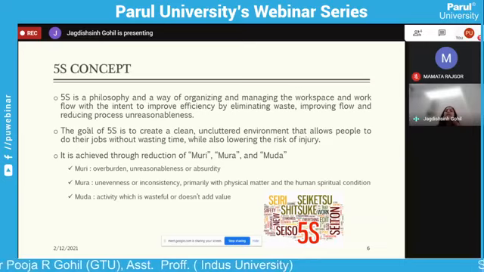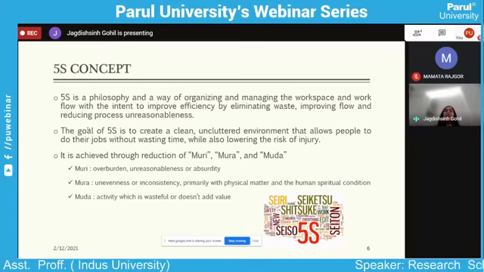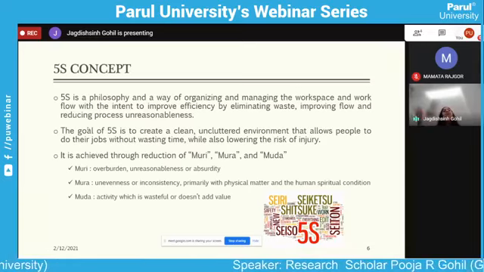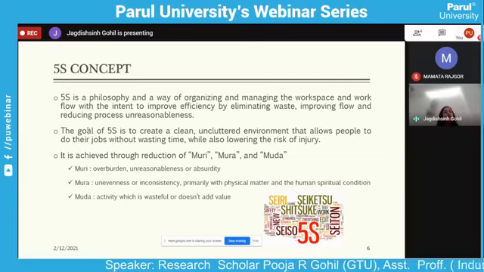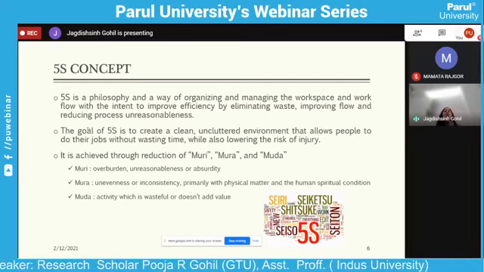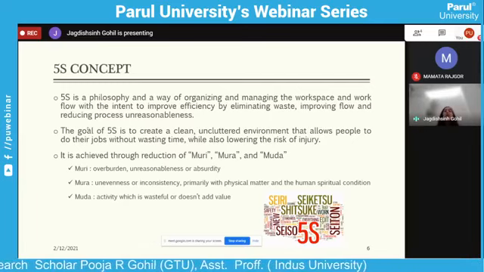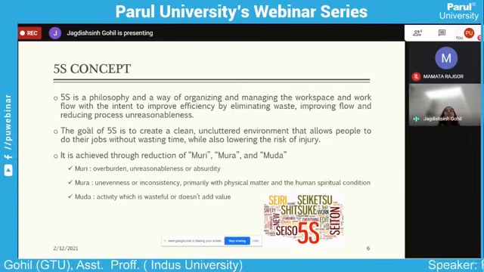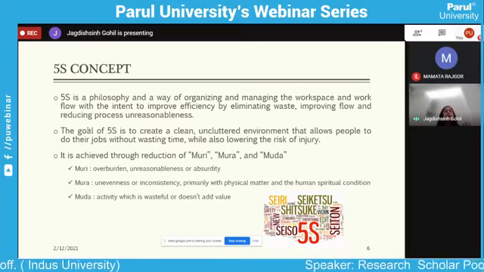It was first developed for a manufacturing firm, and then we thought that if it is successful in the manufacturing industry, why can't we use the same for the construction industry? So gradually its use has spread to other industries too, and today we as a construction industry are also using these concepts. So it's a way of organizing and managing our workspace and our workflow with a goal to improve our efficiency. How? By eliminating waste, improving flow, and by reducing our process unreasonableness.